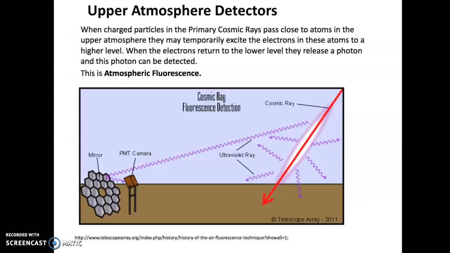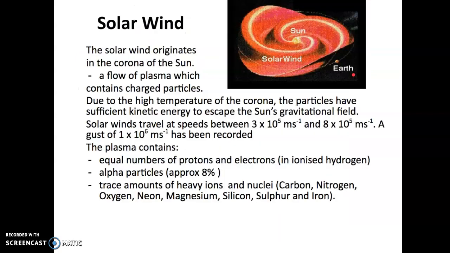The other is that they cause fluorescence in the upper atmosphere, and so as they pass close to atoms, then they cause an excitation and release a photon of UV, which can then be detected there. Again, you don't need to know that in detail. I'm just exemplifying some of the phenomena that you get with cosmic rays.